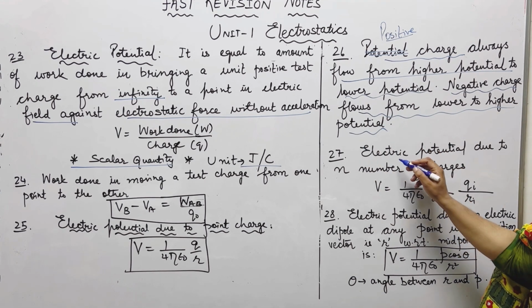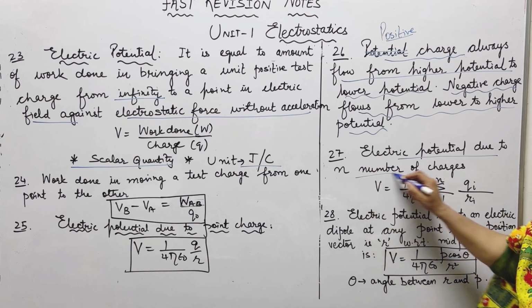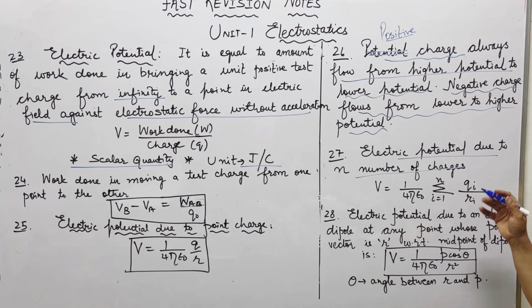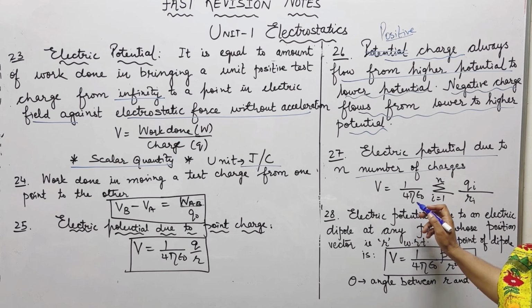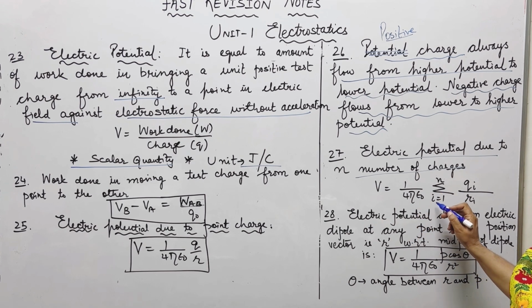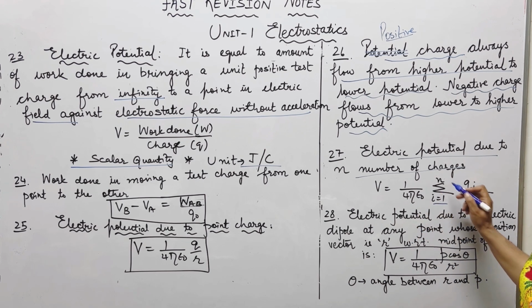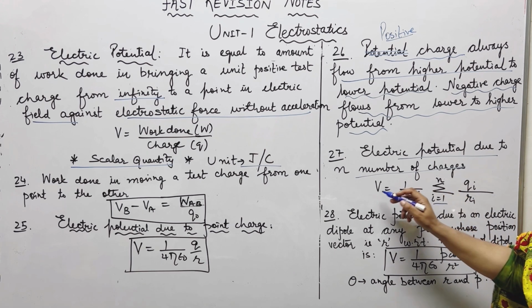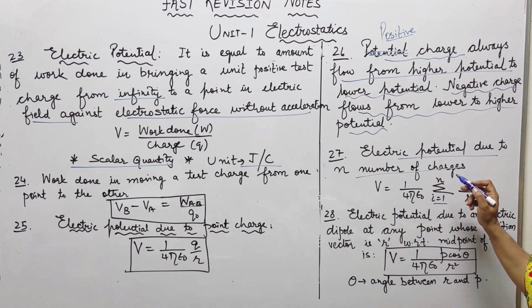Then the electric potential due to n number of charges: again it is like the superposition principle we did in force as well as in electric field. For n number of charges, the summation goes from 1 to n of qi by ri. So potential is given by 1 by 4 pi epsilon naught sigma i equal to 1 to n qi by ri.